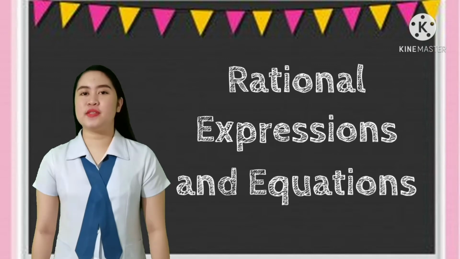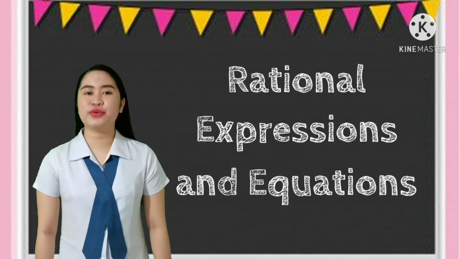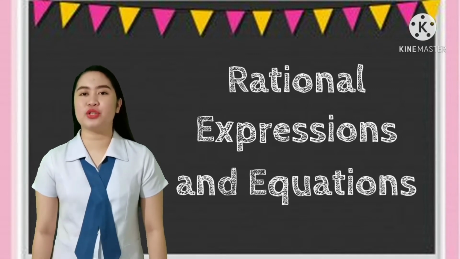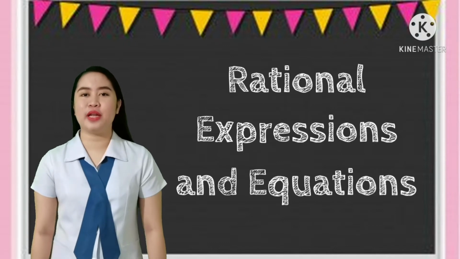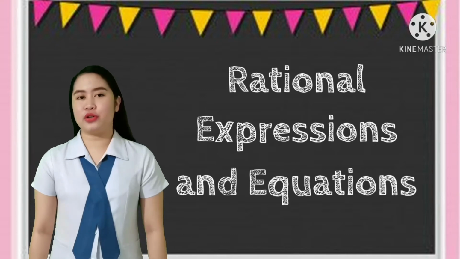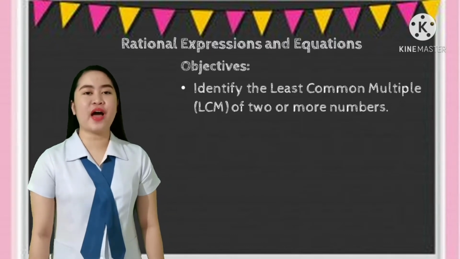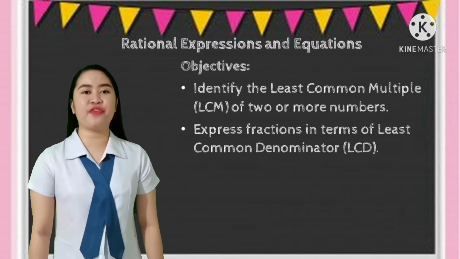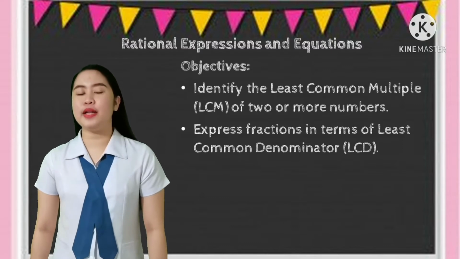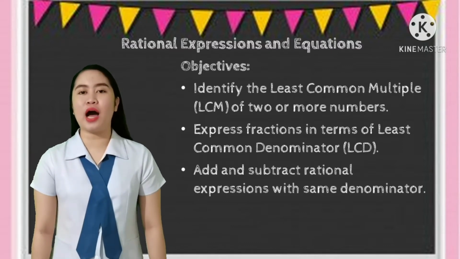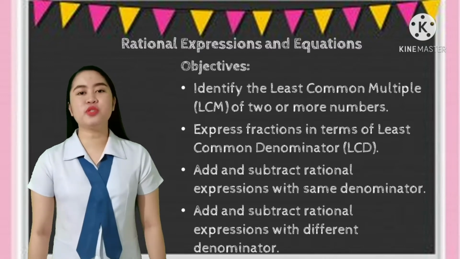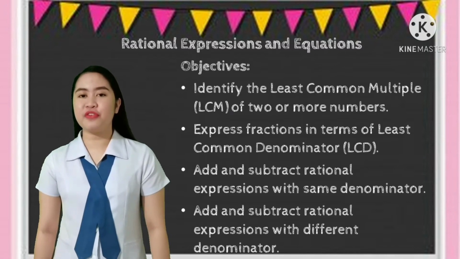Earlier, we learned how to simplify, multiply, and divide rational expressions. Now, our lesson is all about expressing fractions in terms of least common denominator and addition and subtraction of rational expressions. And our objectives are: first, identify the least common multiple of two or more numbers. Second, express fractions in terms of least common denominator. Third, add and subtract rational expressions with same denominator. And lastly, add and subtract rational expressions with different denominator.